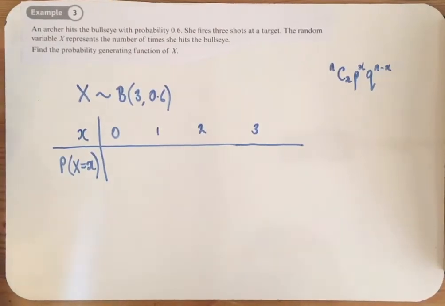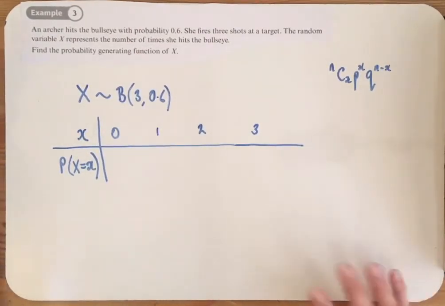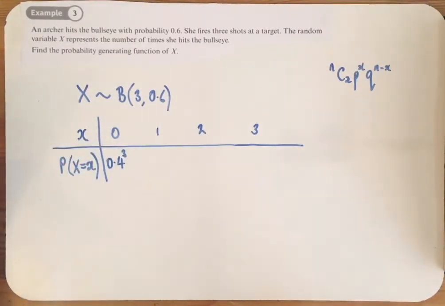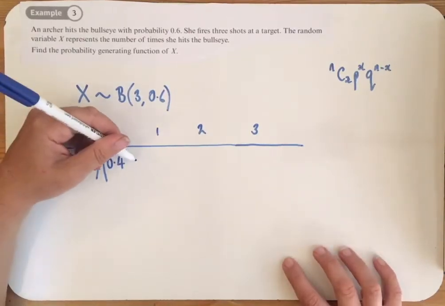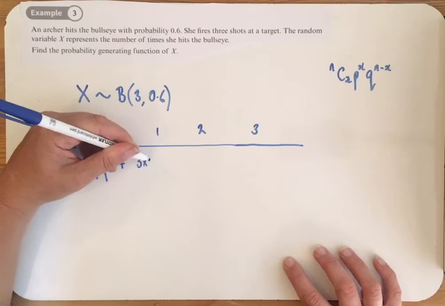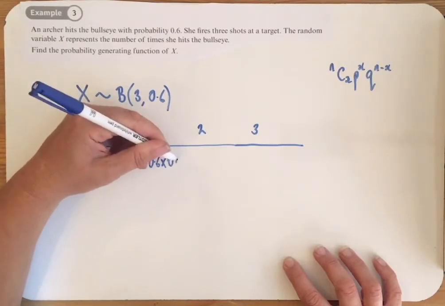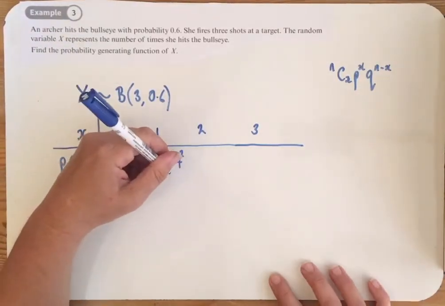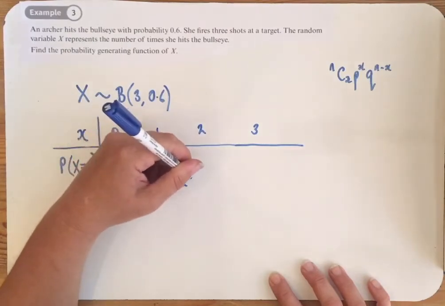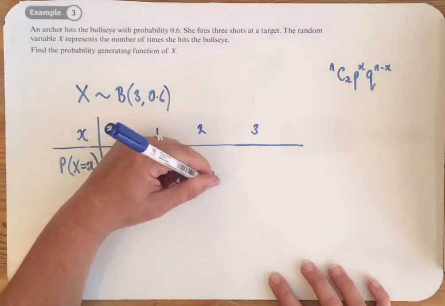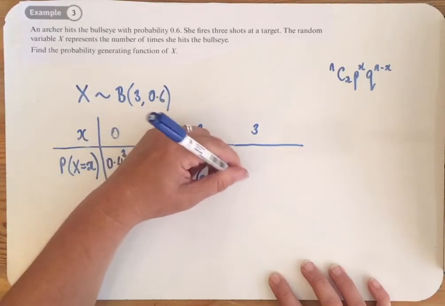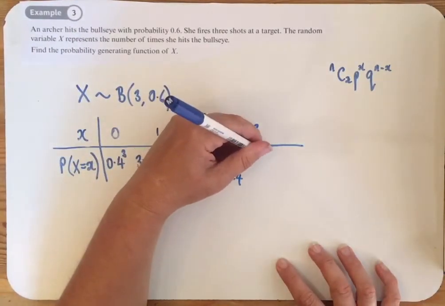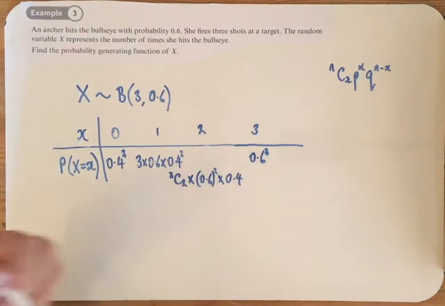minus x. And so when x is 0, the probability of not getting any bullseyes is 0.4 cubed. The probability of getting 1 is 3 choose 1, which is 3, times 0.6 times 0.4 squared. The probability of getting 2 is 3 choose 2, which will be p squared times 0.4, and then the probability of getting 3 bullseyes will be 0.6 cubed. So that's just plugging into the formulae.